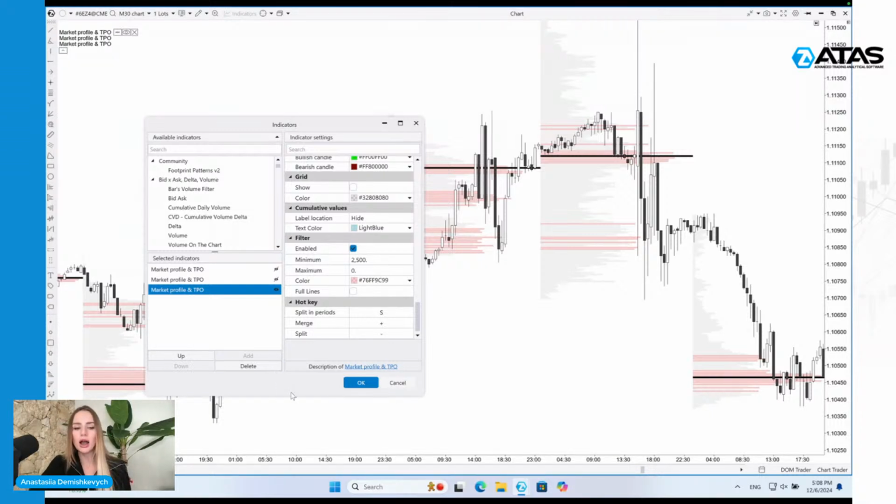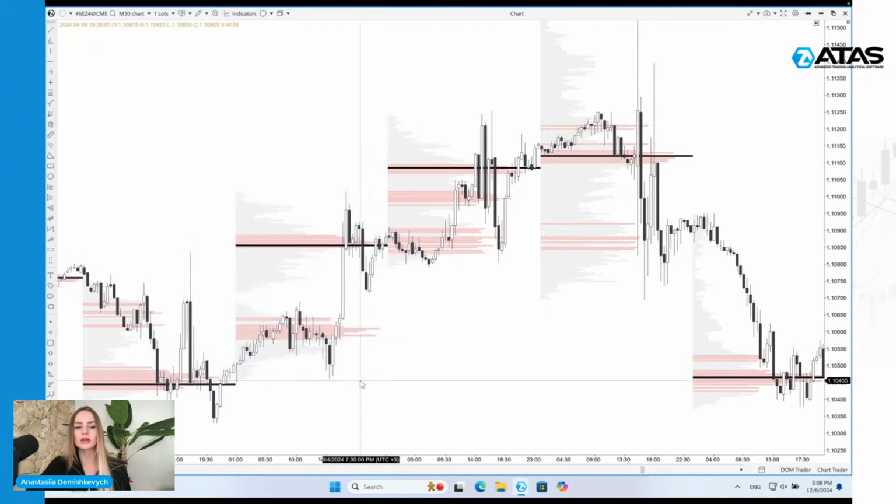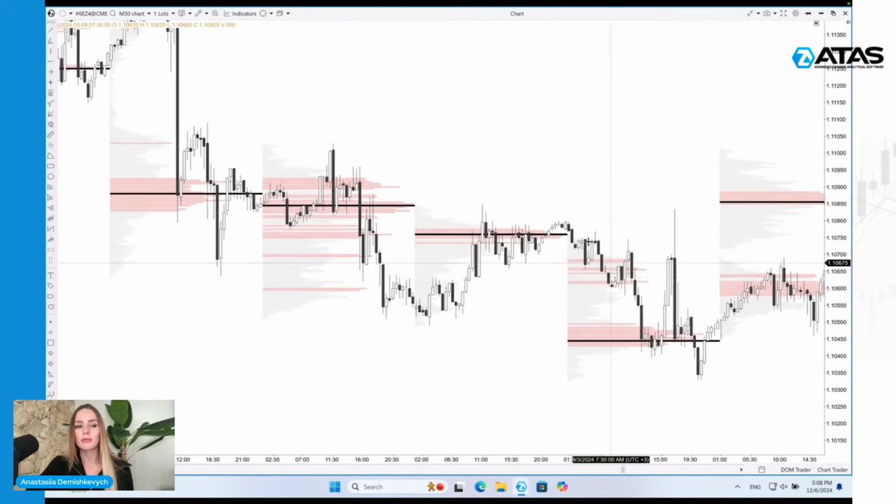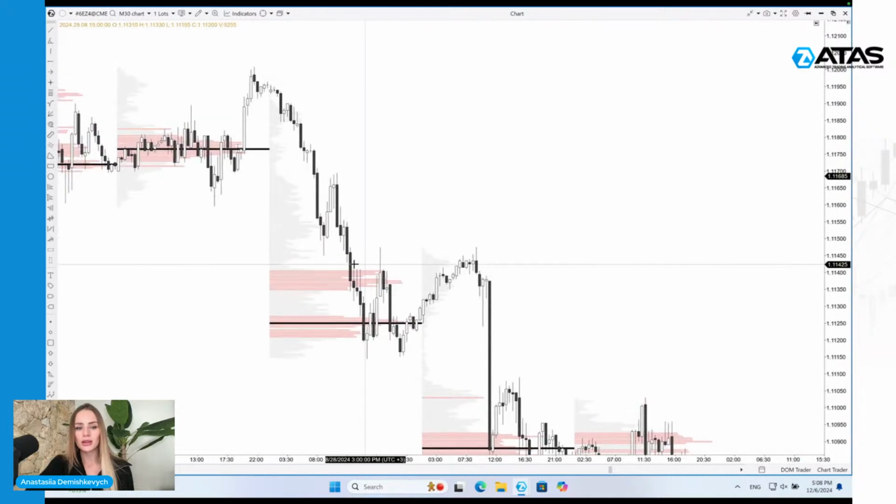If we are talking about the high volume nodes in general, and I want to repeat it again because we're going to use the term high volume node on today's webinar. The high volume node can be determined by the area where the histogram increases. So every area where the histogram becomes bigger on the right side, extends to the right side, can be called as a high volume node.